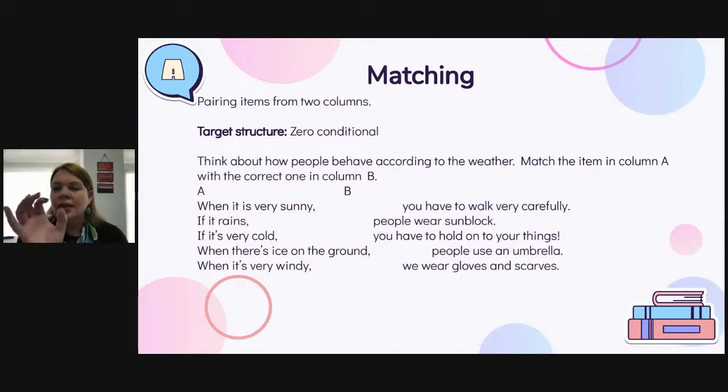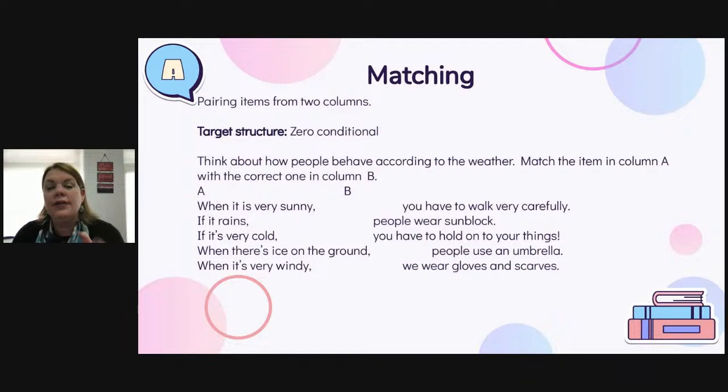Matching, we have two columns. Something happened with the alignment of my columns, but okay. So we have two columns basically, and we have to match items from column A to column B. So here the target structure I chose is the zero conditional, yeah? Think about how people behave according to the weather. Match each item in column A with the correct one in column B.